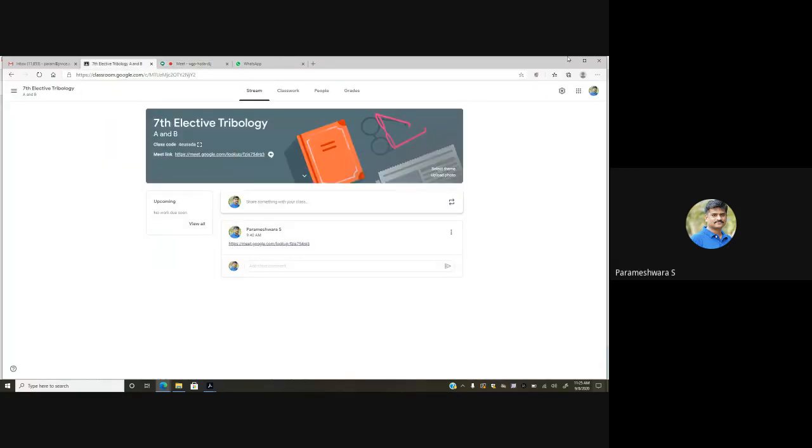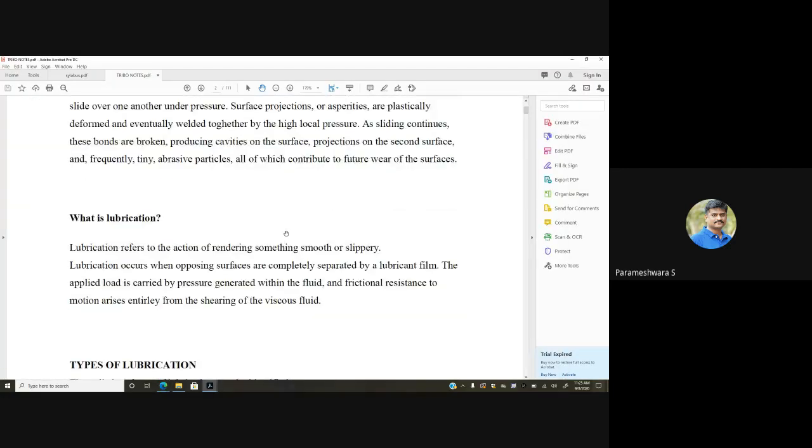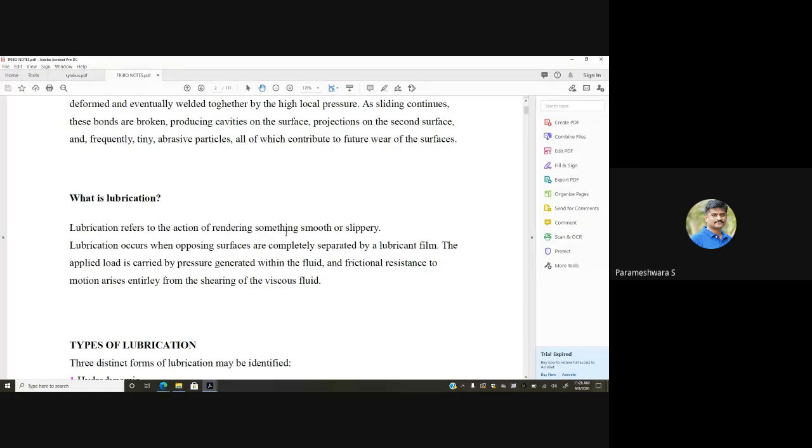So, lubrication. Lubrication refers to the actual action of rendering something smooth or slippery. Lubrication occurs when opposing surfaces are completely separated by a lubricant film. The applied load is carried by pressure generated within the fluid, and the frictional resistance to motion arises entirely from the shearing of the viscous fluid.